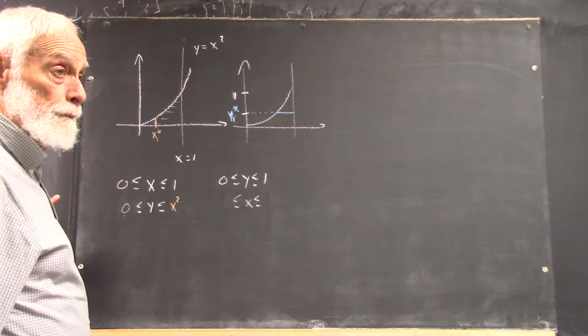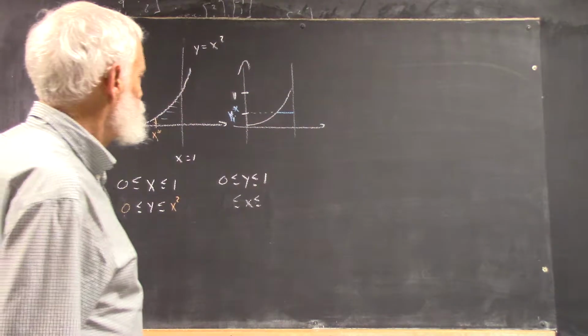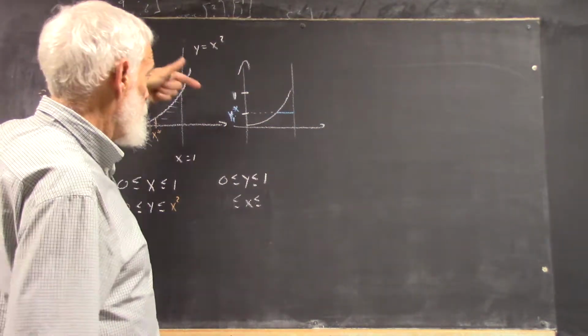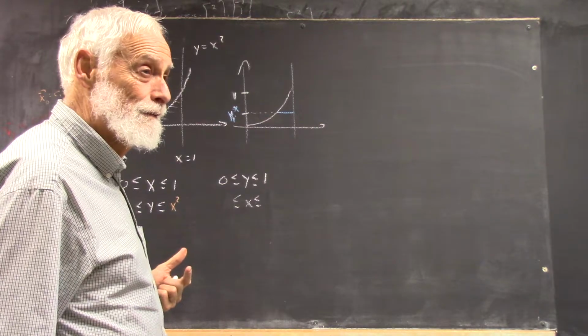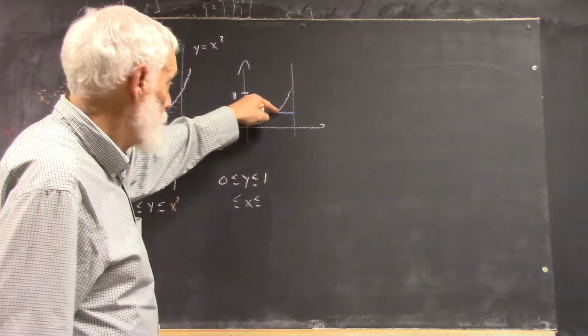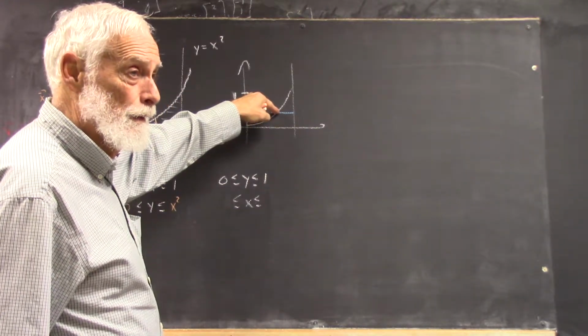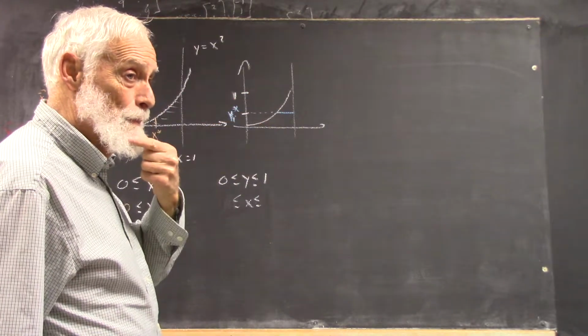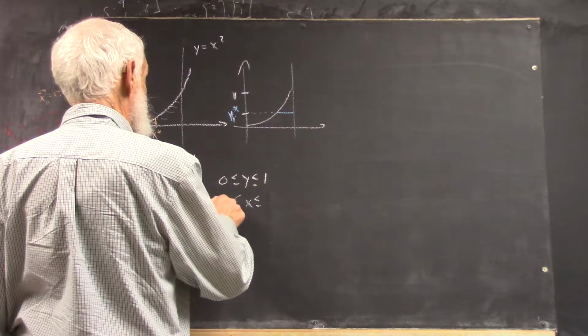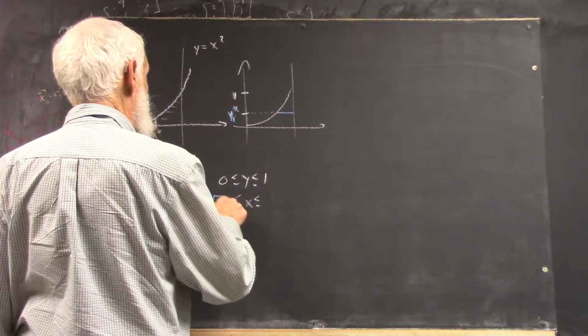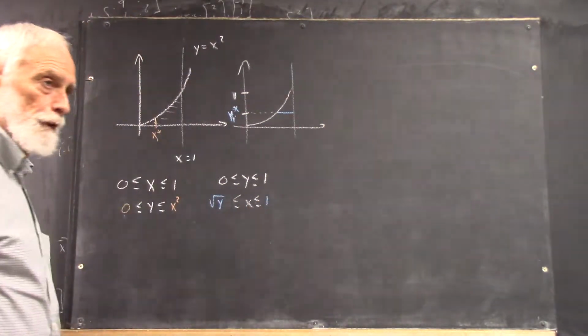Negative square root of y, positive square root of y. Negative square root of y would be over here. There's nothing over here. 0 to square root of y, go from here to here. So square root of y to 1? Yeah. So right ideas all along, but be careful. Square root of y to 1, and you see this right away. Okay?